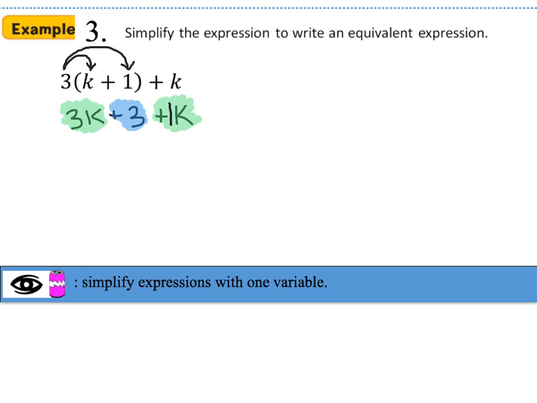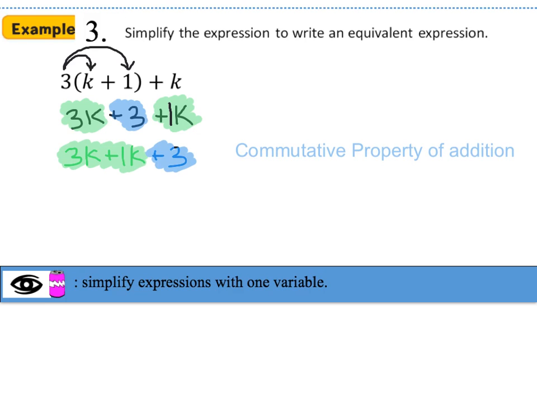So now let's use the commutative property of addition to switch the tiles around. We can place the green tiles together. Now we can combine like terms.